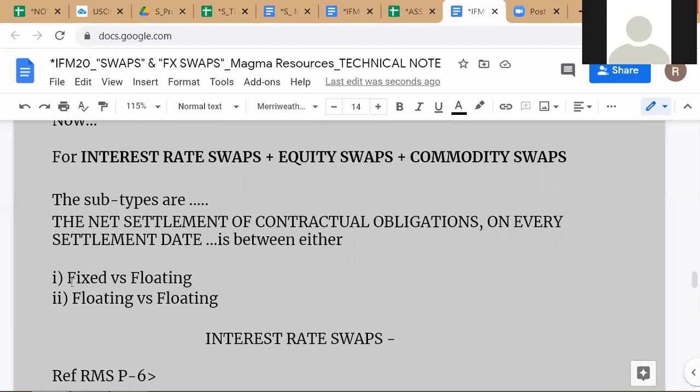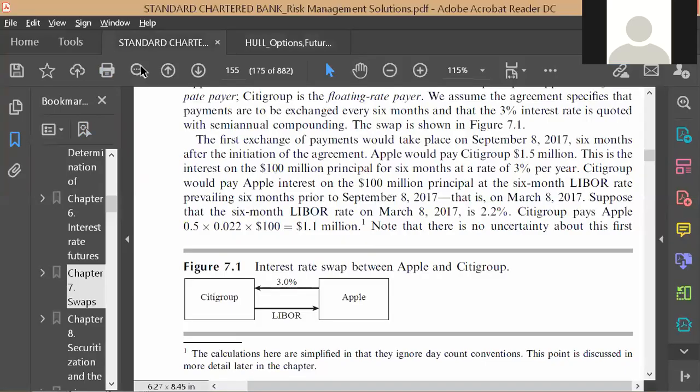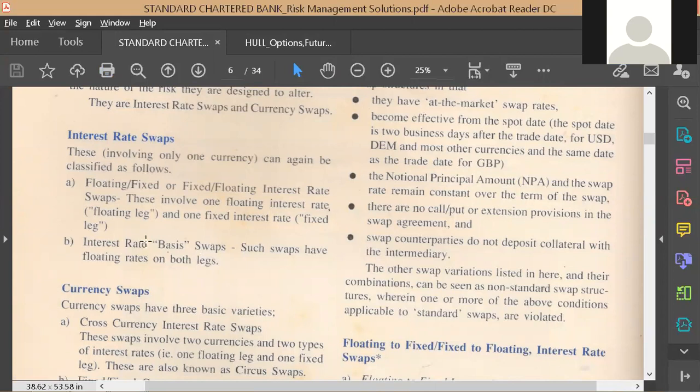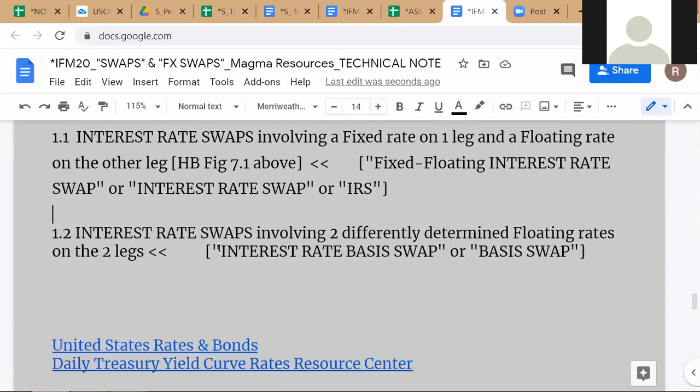Fixed versus floating. Okay. Now, what is floating versus floating in interest rate swaps? These are called interest rate basis swaps, or simply called basis swaps. But it's better to call them interest rate basis swaps because you can also have cross currency basis swaps. So we don't want to create confusion. This swap will have floating rates on both legs. So it fits in this category. This is under interest rate swaps when we discuss. This is going to be called interest rate basis swap. Here I've given the name. So you have two differently determined floating rates on two legs of the swap. These are called interest rate basis swaps.